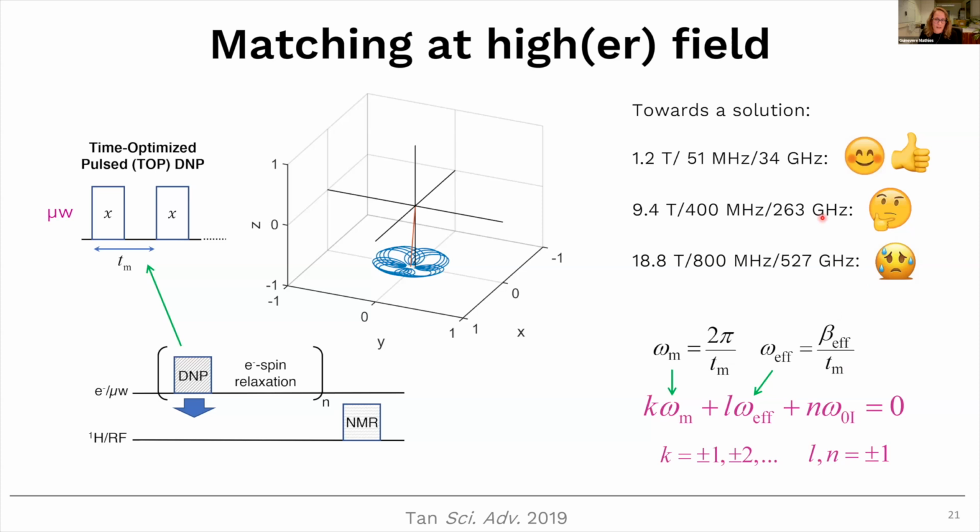As it turns out, it's now quite straightforward to do these experiments at 1.2 Tesla, 34 gigahertz or Q-band. And now this is a starting point for a conversation with a microwave engineer and say, okay, can you build me a source for 9.4 Tesla, so 263 gigahertz?